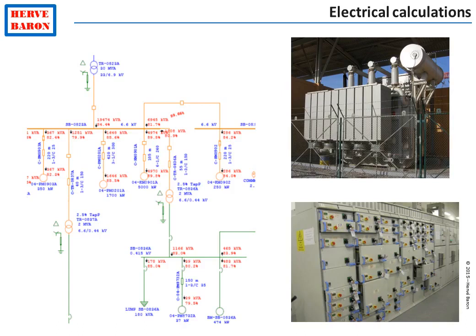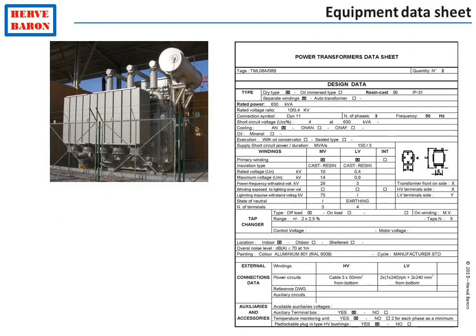Once this is done, equipment datasheets of all the equipment can be issued. This datasheet, such as the one shown here for the transformer, not only shows the capacity and the rating of the equipment, but also some preference regarding the technology. For instance, if the transformer shall be a dry type rather than an oil-filled transformer to have an easier maintenance, and so on.